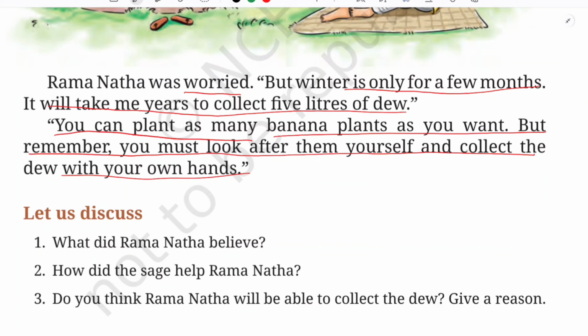What was that condition? That condition was that Ramnath has to look after the banana plants by himself, and also has to collect the dew with his own hands. It means he will not be allowed to get the work done by others. He has to do that work with his own hands only, and look after those banana plants as well. All right. So this was the first part.